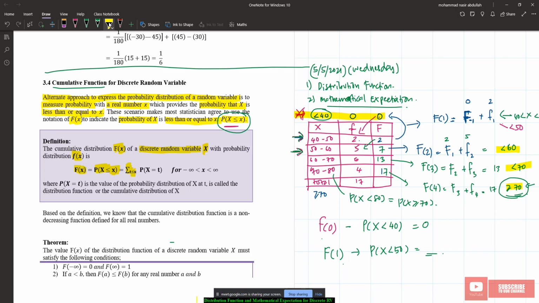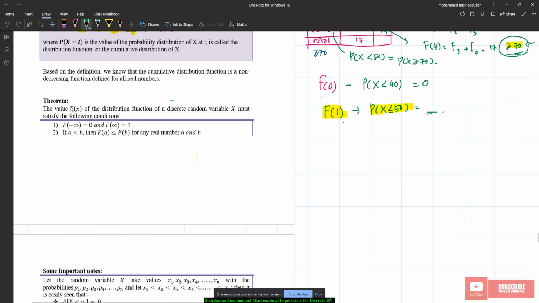Maksudnya kalau kita ambil dekat sini, cumulative frequency for number 1, from the lowest value is 40 to 50. So this should be inclusive. Except the first one lah. First one dia tak inclusive lah because 40 in row number 1. Okay? So now, let's look at the theorem.